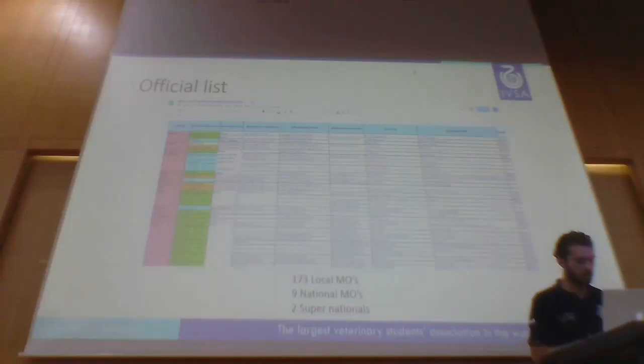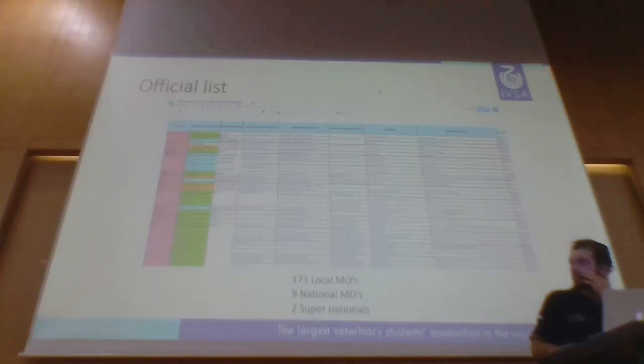Then we also checked up on our national MOs. We have 9 of those, and as a national MO, you can freely accept local MOs in your country without going through GA. So we just need to keep on top of that, see who's accepted new MOs. We also have 2 supranationals, so we just check in that they're okay. Also, we need to check that their categories are correct.